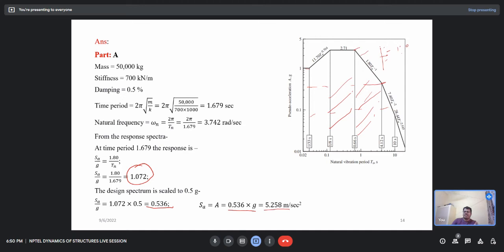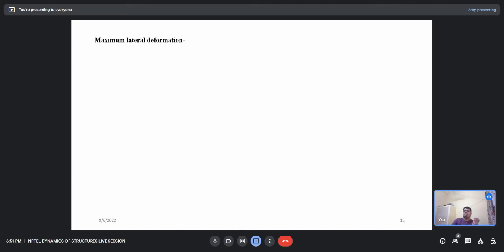So now I have the spectral acceleration, I can find the lateral deformation. That is d equal to A divided by omega n square. So the displacement comes out to be 375.5353 mm, which is the lateral deformation of the tower.